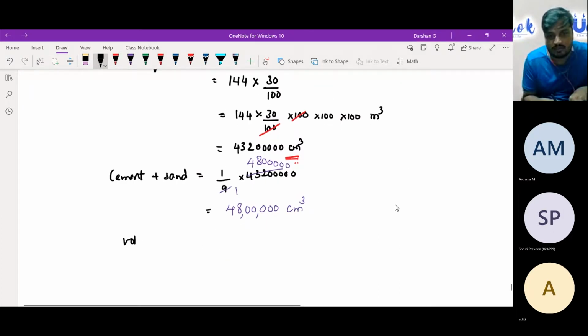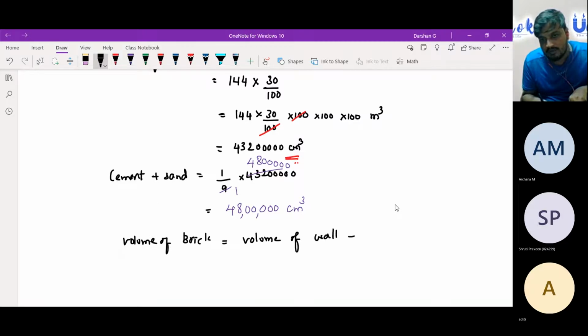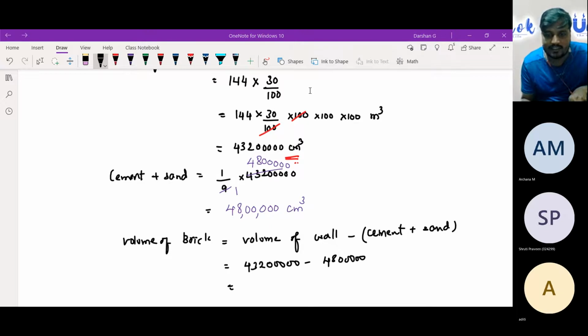Volume of the bricks is equal to volume of wall, negative cement plus sand. So this will be 432 with 5 zeros, negative 48 with 5 zeros. Once you find it, you'll get the answer as 384 with 5 zeros, centimeter cube.